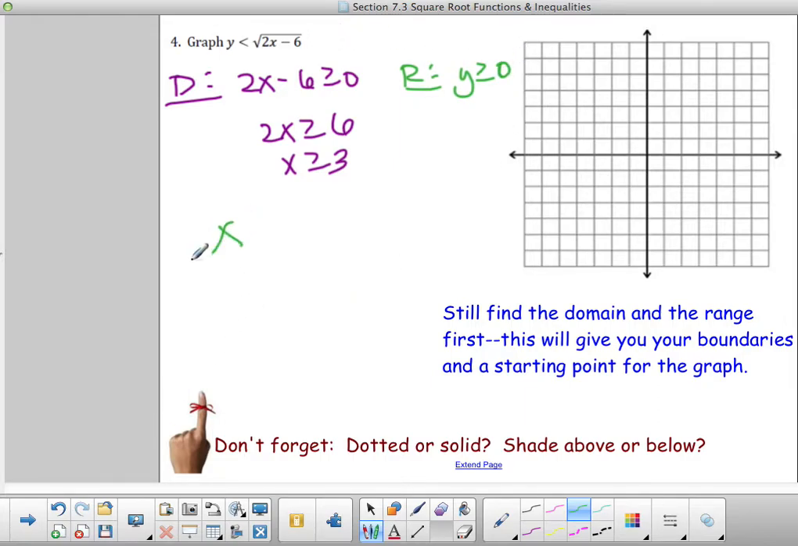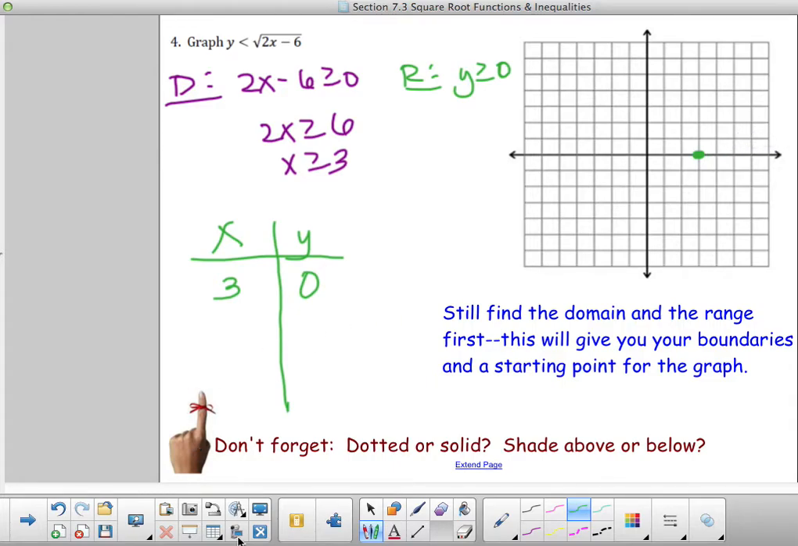Now I'm going to go ahead and make a table. It says x is greater than or equal to 3, so if I plug in 3, I should get out 0, because that's what my range is. Let's check. If I plug in 3, 2 times 3 is 6. 6 minus 6 is 0. The square root of 0 is 0. That's exactly what my domain and range said. Now let's figure out some other points on here. So we know this is like our starting point. I'm just going to graph it on here, 3, 0. We have a little bit of room, not too terribly much.